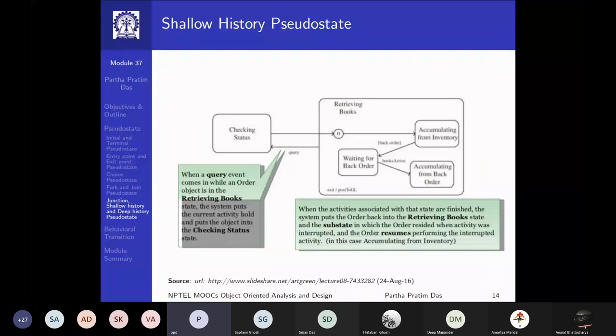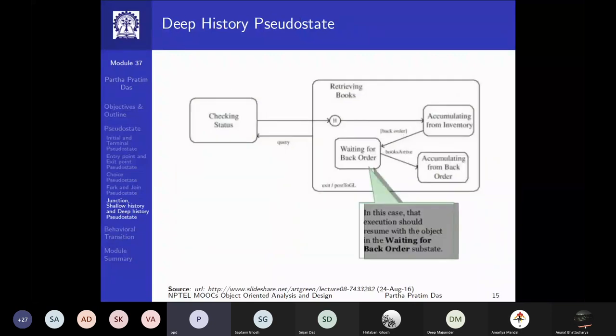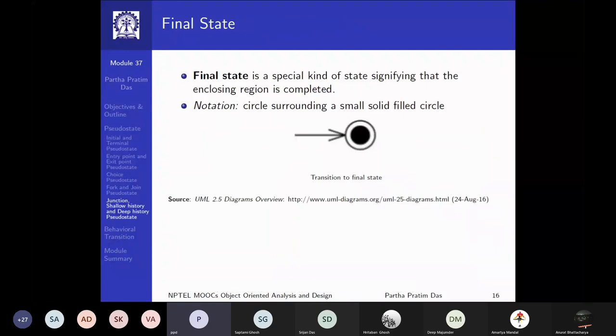There are some more examples you can read through. I will not go through those. These are self-explanatory. And obviously you have a final pseudostate, which is always there.